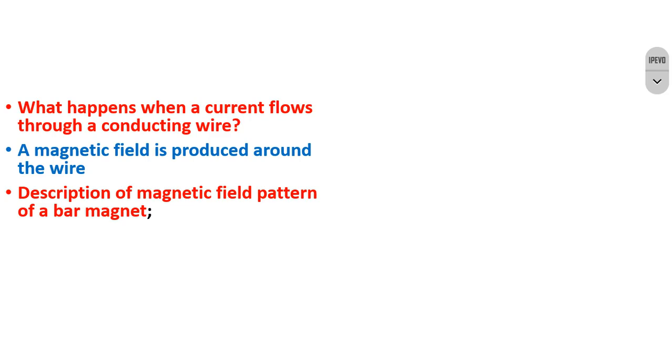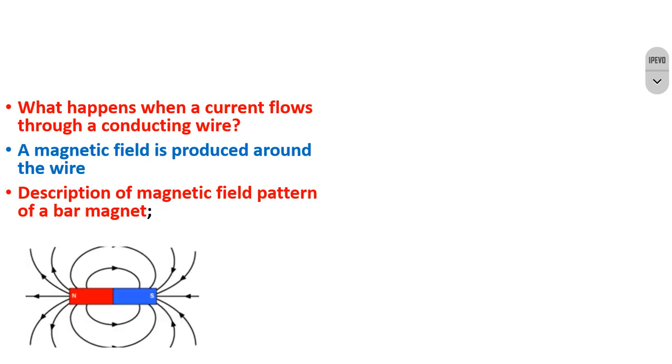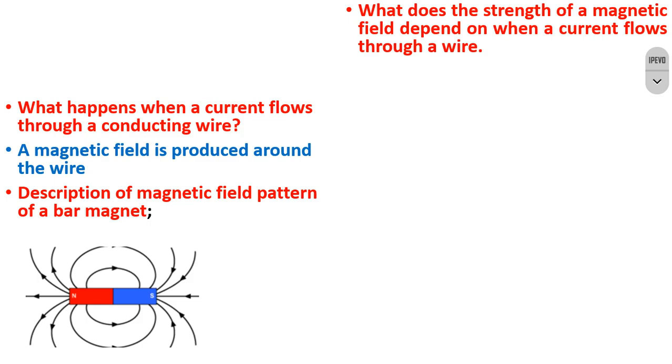This one says, description of magnetic field pattern for a bar magnet. Look at this figure. I think this one is clearer. This is a bar magnet. And look at the direction of the magnetic field. So you see where we have the North Pole, the direction. Alright. Let's read the next question.